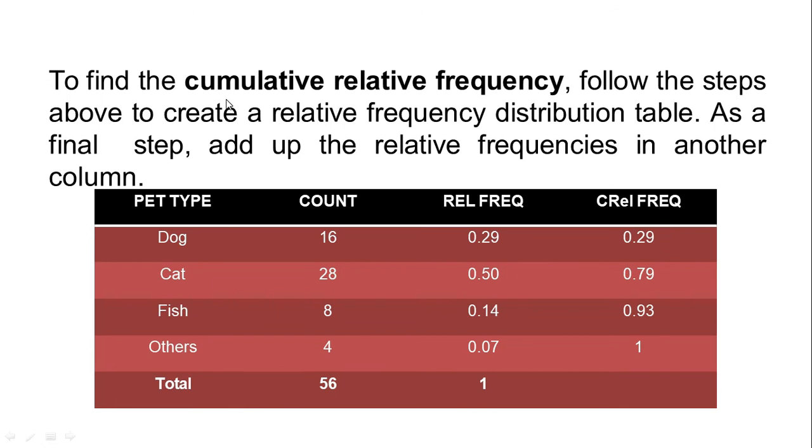To find out the cumulative relative frequency, follow the steps above to create a relative frequency distribution table. As a final step, add up the relative frequencies in another column.